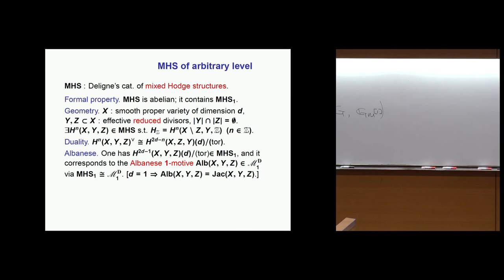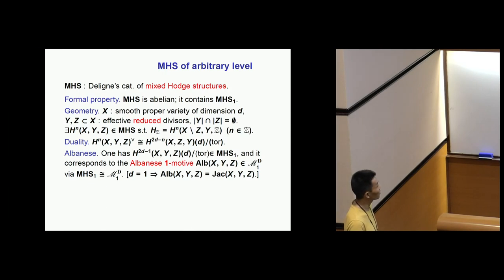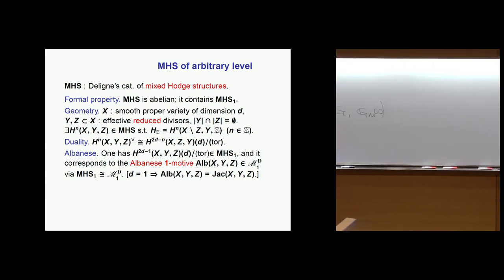Attached to a triple of X, Y, and Z, for each integer n we have a mixed Hodge structure. And for this mixed Hodge structure, we have Poincaré type duality. D is the dimension of X here. If we look at the degree n cohomology group of the triple, it is dual to the degree 2D minus n group with Tate twist D.